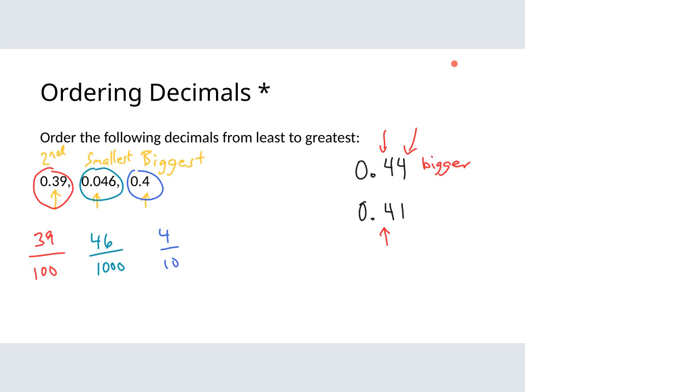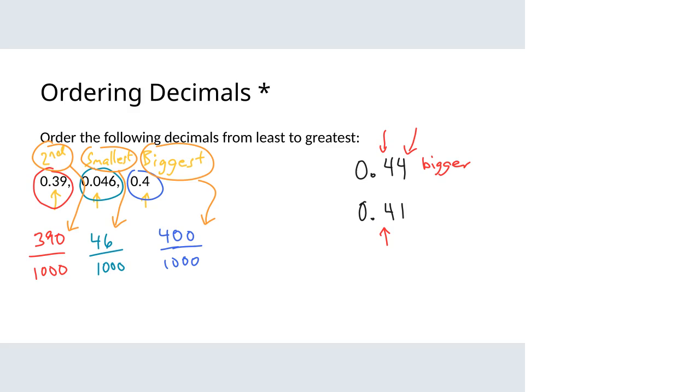So the one on the left, we need to multiply by 10 on the bottom, multiply by 10 on top. That would be 390 over 1,000. The one in the middle is all set. The one on the right, well, I want to get 1,000 on the bottom, so I'm going to have to multiply by 100, which means I need to multiply by 100 on top. Now they all have a common denominator, so I can see that the one in the middle is the smallest, the one on the left is in the middle, and the one on the right is the biggest, by looking at them as fractions with a common denominator.